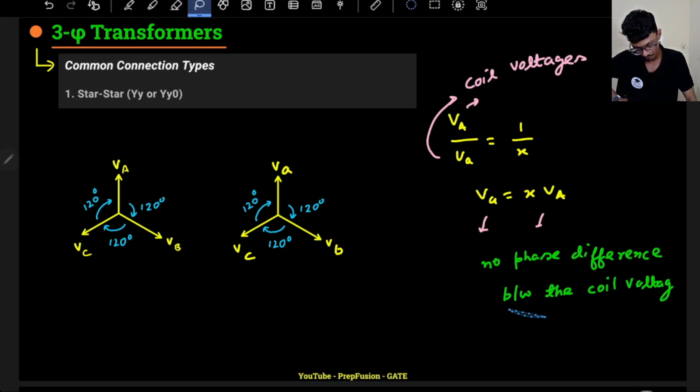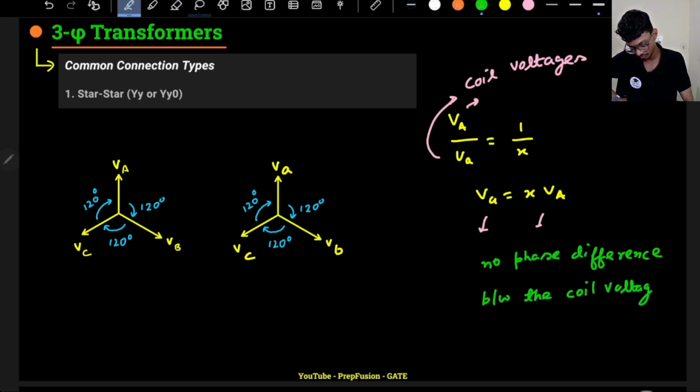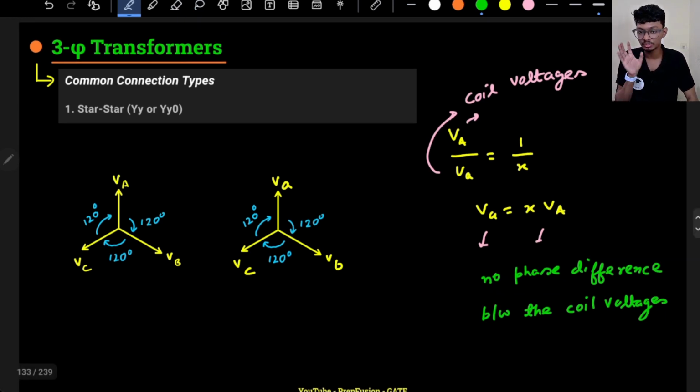Okay, there is no phase difference between the coil voltages. So what will be the line voltage, what will be the phase difference between the line voltages? So if I draw the phase difference of the high voltage winding, sorry, what will be the line voltage of the high voltage winding?